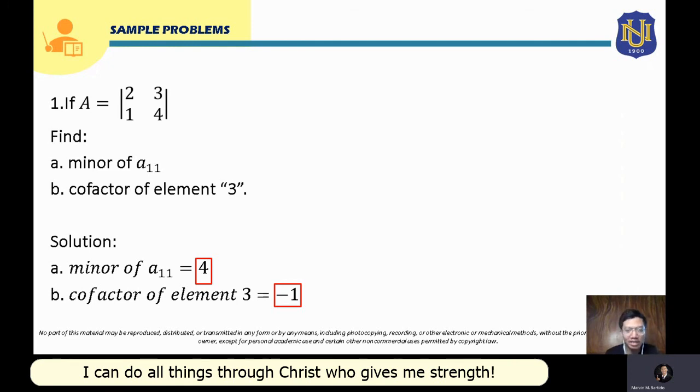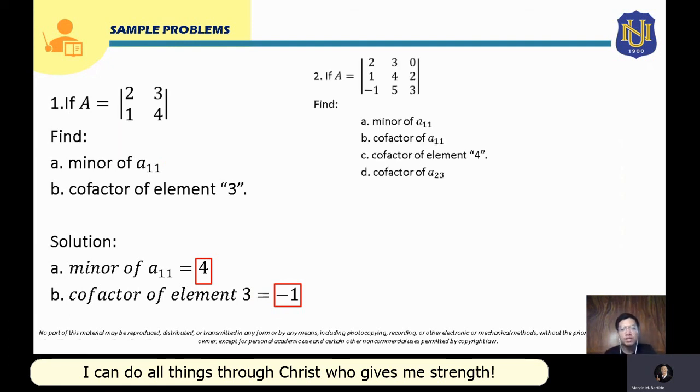So that will be negative. That's why it's also negative here. Okay, so this will now be the cofactor of that element. Now let's proceed to sample problem number 2.